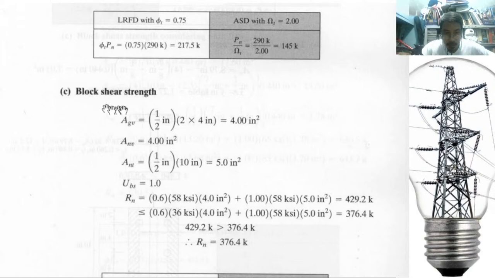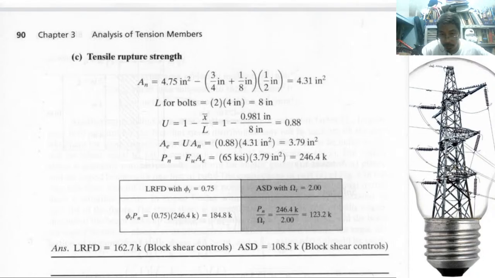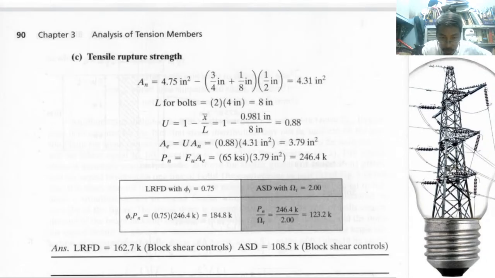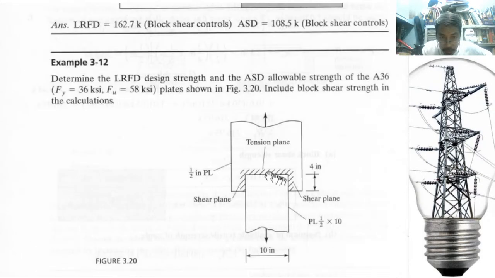For block shear, we have to create the block part. The block part is welded, so it is better for us because the gross shear is welded: 1/2 × 2 × 4, that is equal to 4. So that is the gross shear. What about net shear? Also 4. What about the net tension? This one is the net tension. This is the tension, and this is the shear plane, which is 4 inches. This is the tension plane, which is 10.